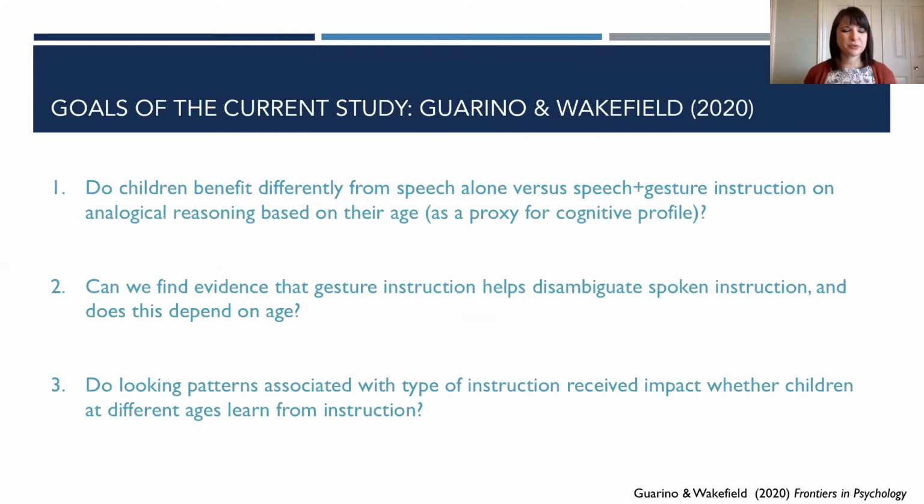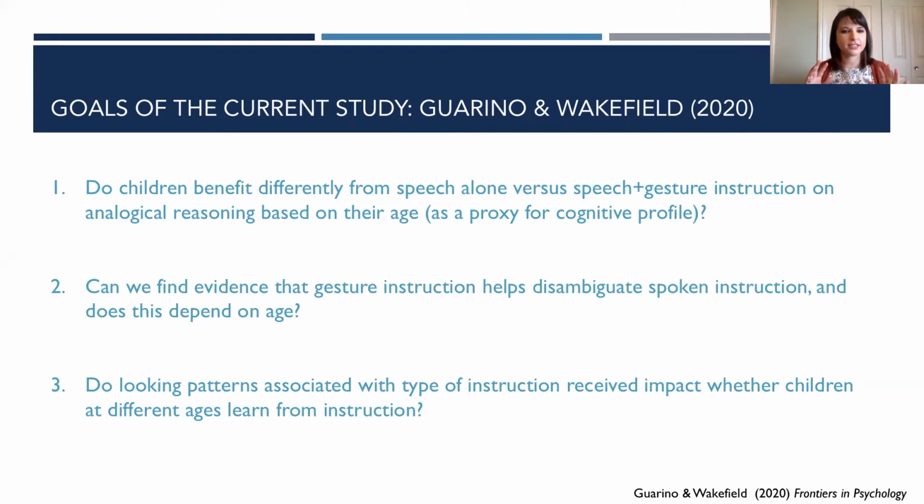So taking all of this previous work into consideration, there are three primary goals of this study. We're splitting it into three questions here. First, we're asking, do children benefit differently from speech alone instruction versus speech plus gesture instruction on analogical reasoning based on their age? I'll explain the differences there in a moment. Here, we're going to be treating children's age as a proxy for their current cognitive profile.